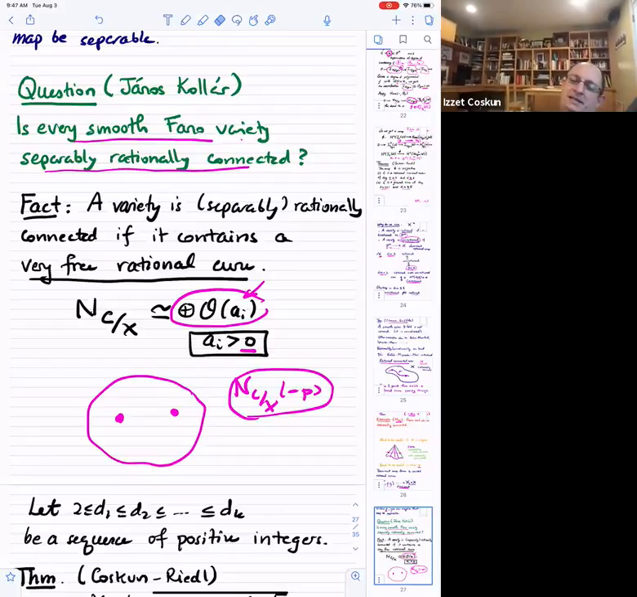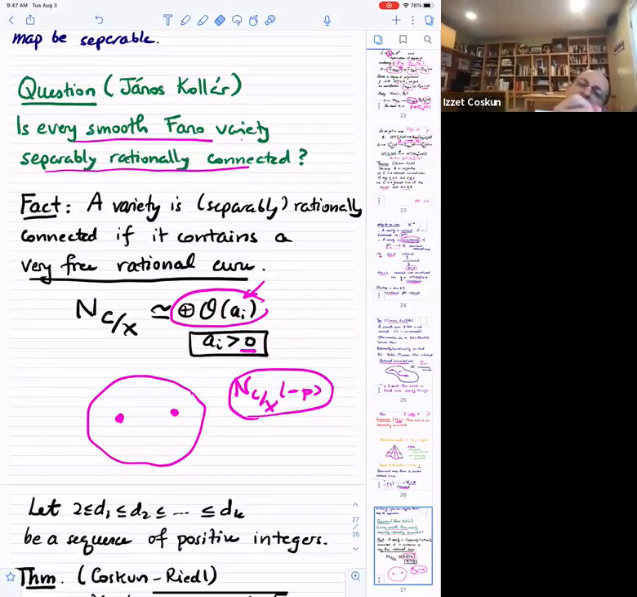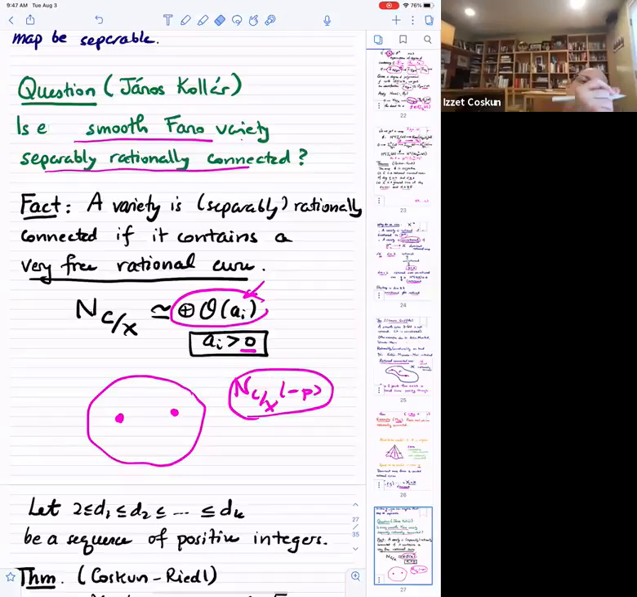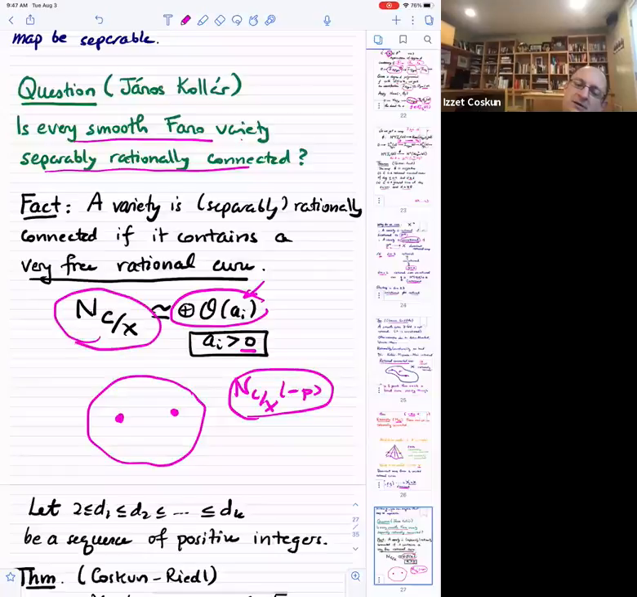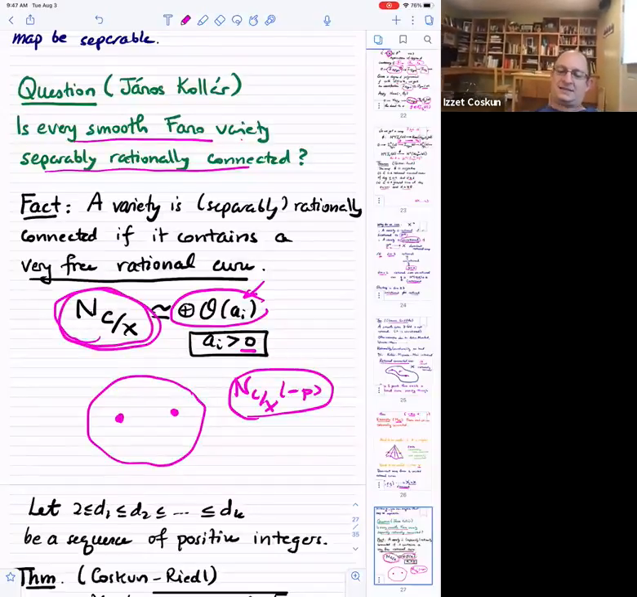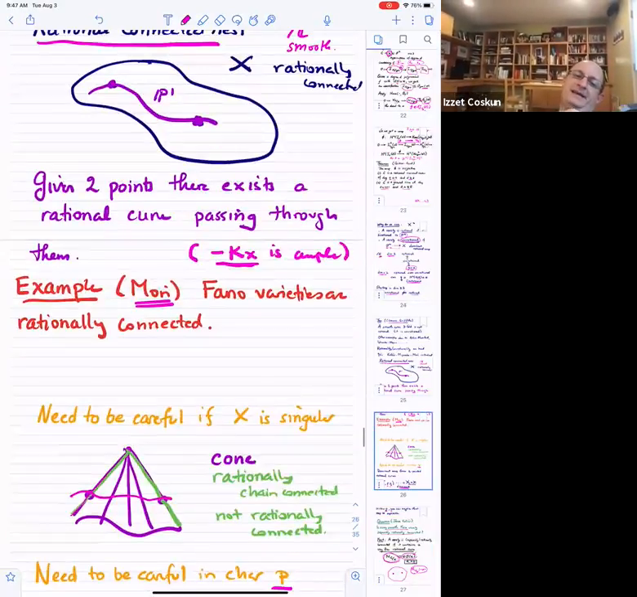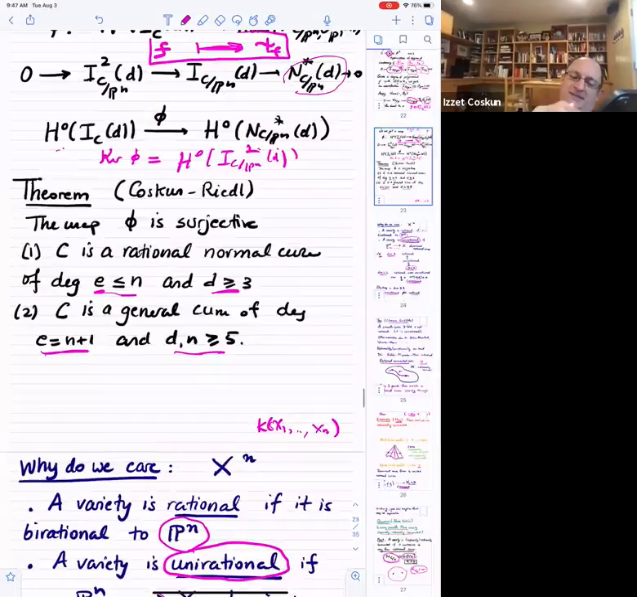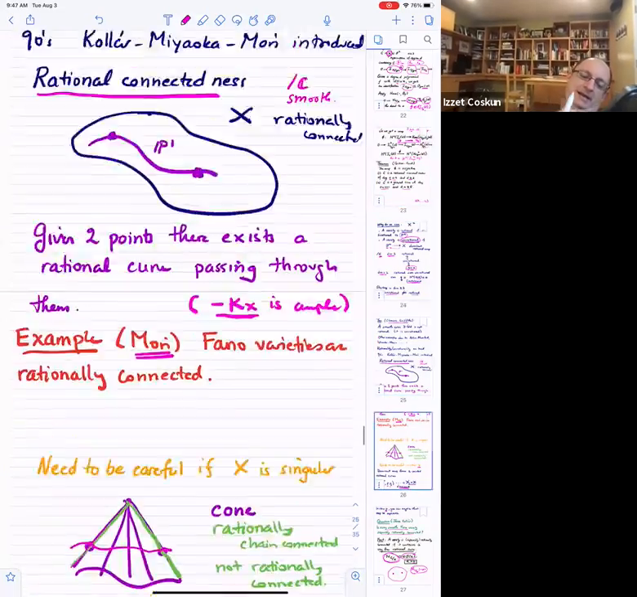the basic idea is that if this bundle is very positive, then you can deform this curve while fixing some points on the curve. So in other words, in order to answer this kind of question, we need to again find curves with normal bundles that split positively. But you see, that's where this comes in. That's where the surjectivity of this map comes in. Let me explain a little bit.